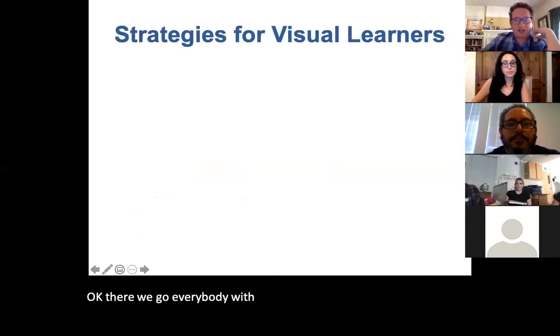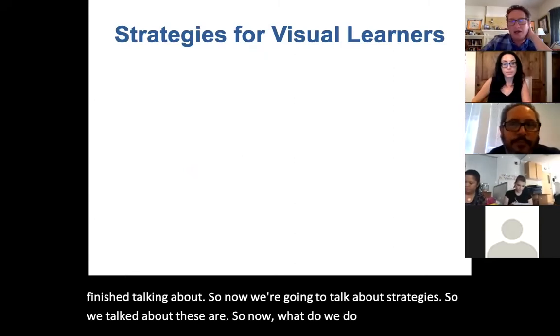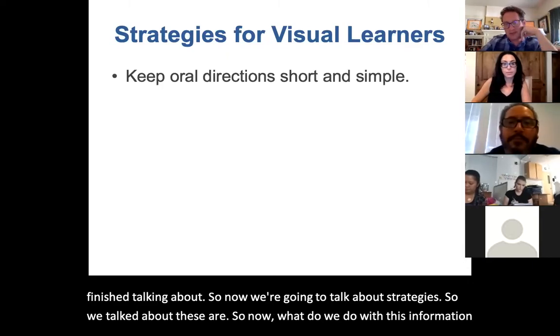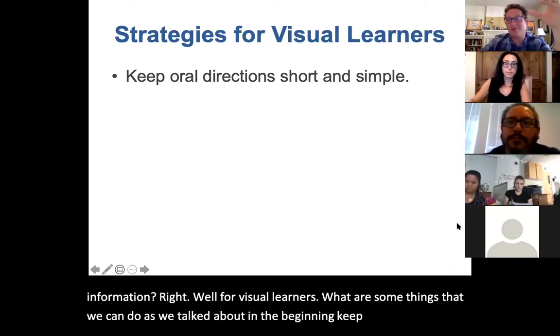All right, so that's what we just finished talking about. So now we're going to talk about strategies. We've talked about what these are, so now what do we do with this information? Well, for visual learners, what are some things that we can do? As we talked about in the beginning, keep oral directions short and simple.